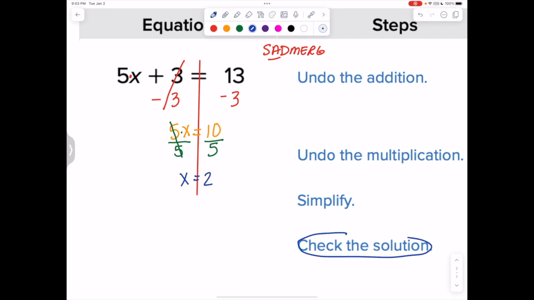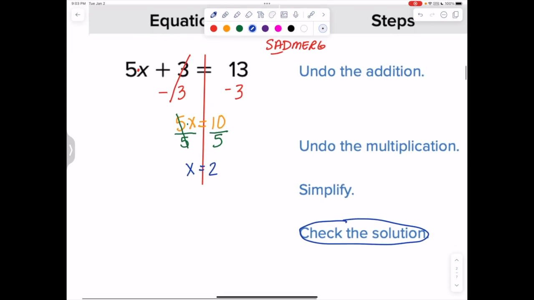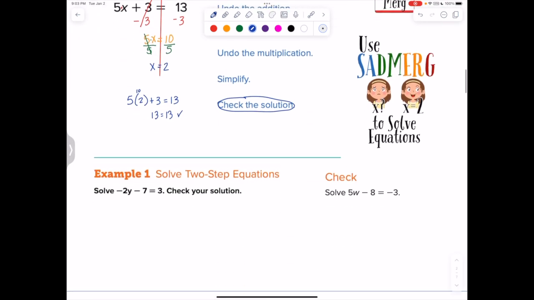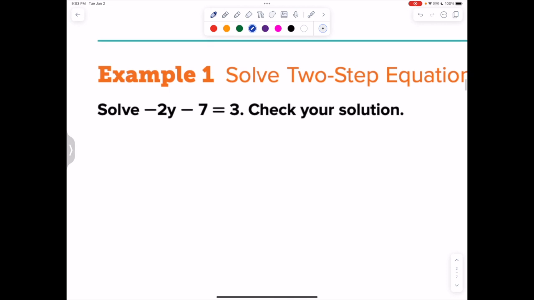When they say check the solution, this is really important to do to make sure you did it correctly. All you're going to do is where x is, plug in what you got and make sure it works. So I have a 10 here plus a 3. Yep, I'm good. 13 equals 13. It can just be a super quick check, but it's really important to make sure you did it correctly. So let's go and try example 1 now.